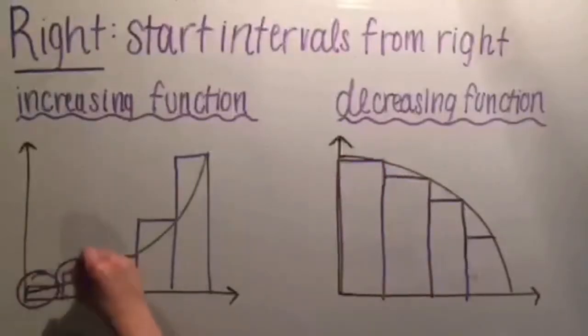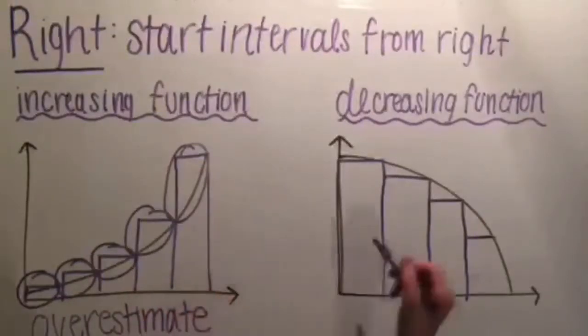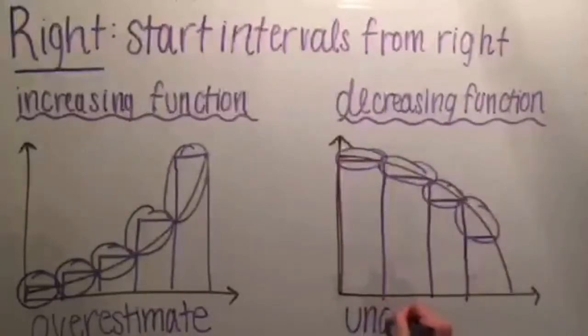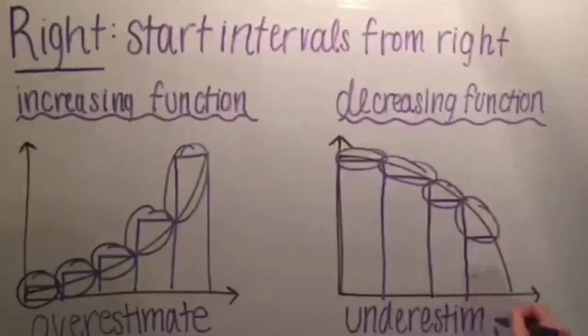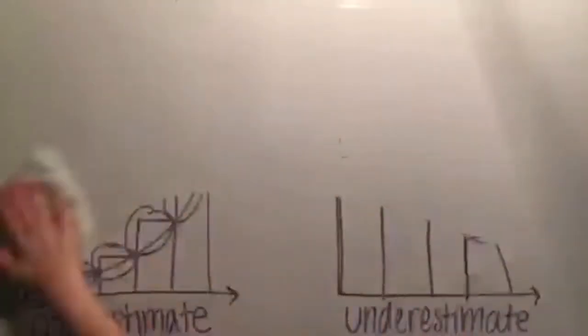So now, if the function is increasing with the right Riemann sum, there will be an overestimate. But if the function is decreasing, there will be an underestimate since there is negative space underneath the curve. So, just like the left Riemann sum, the right Riemann sum creates some variance, just in the opposite direction, where the left would be an over and the right an under.